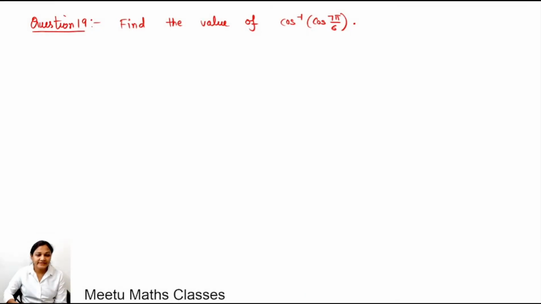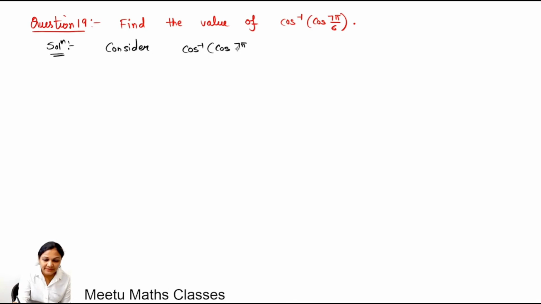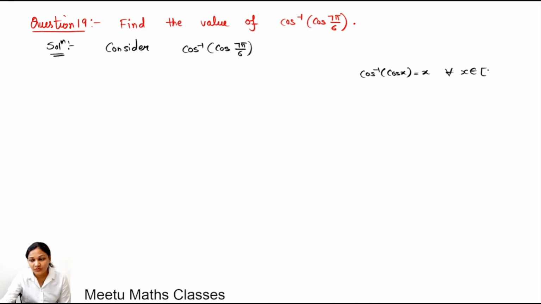Now your next question is question number 90. Find the value of cos inverse of cos 7 pi by 6. Now to find the value of this function, let us consider your function, that is cos inverse of cos 7 pi by 6. Now we know that cos inverse of cos x is equal to x for all x belonging to the closed interval 0 to pi, but your angle does not lie in 0 to pi. So we are going to reduce our angle.